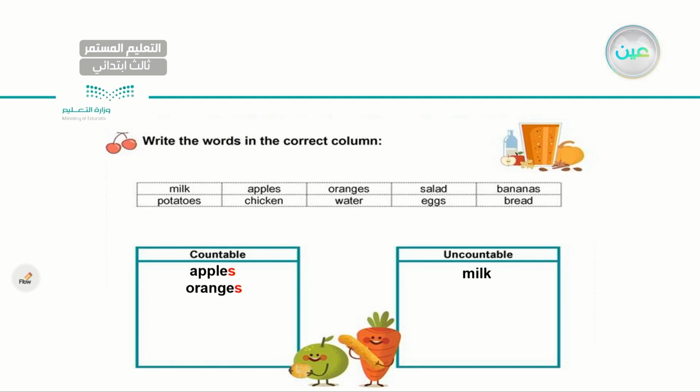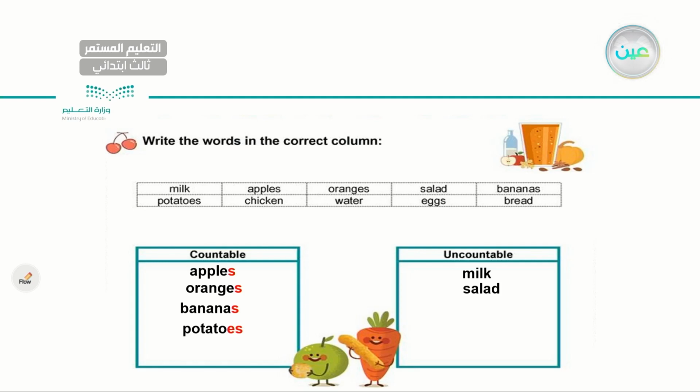Salad. Salad is uncountable. We cannot add S and we cannot count salad. Bananas. Again, they are like the apples and oranges. I can count how many bananas we have. How about the potatoes? Potatoes are countable. Very good. They are countable. Now notice that we add E here, not just S, E, and then S.